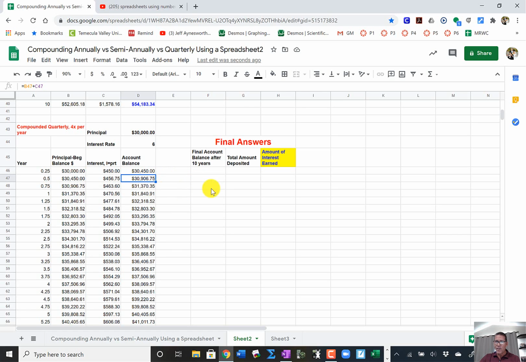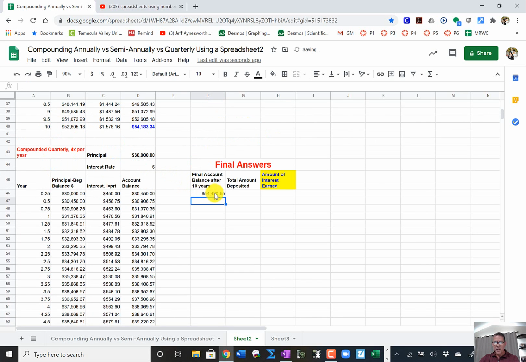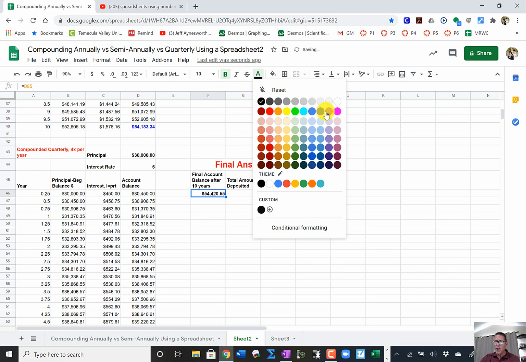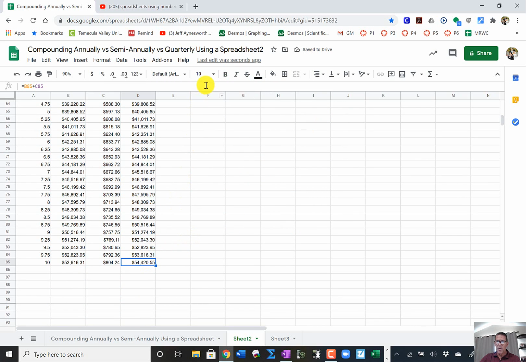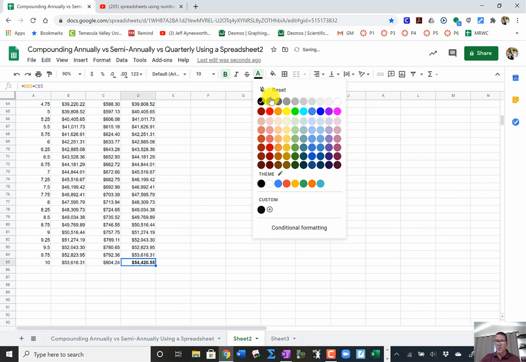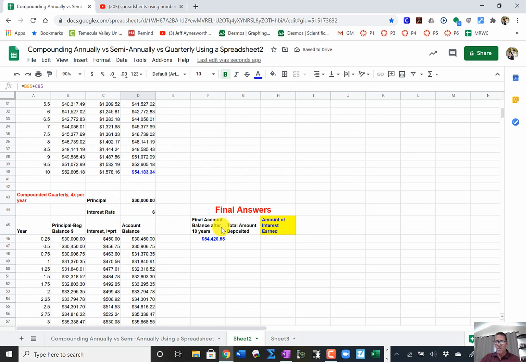Okay, now what's the ending balance? Okay, so after 10 years, so we're going to set that equal to, and you got to go all the way down to the bottom of the spreadsheet and take a look at it. So at year 10, there's my ending balance. Okay, so let's highlight that. Just change it to blue, and change this one to blue as well, just to correspond things. Okay, so 54,420. Notice that's the same number right there.